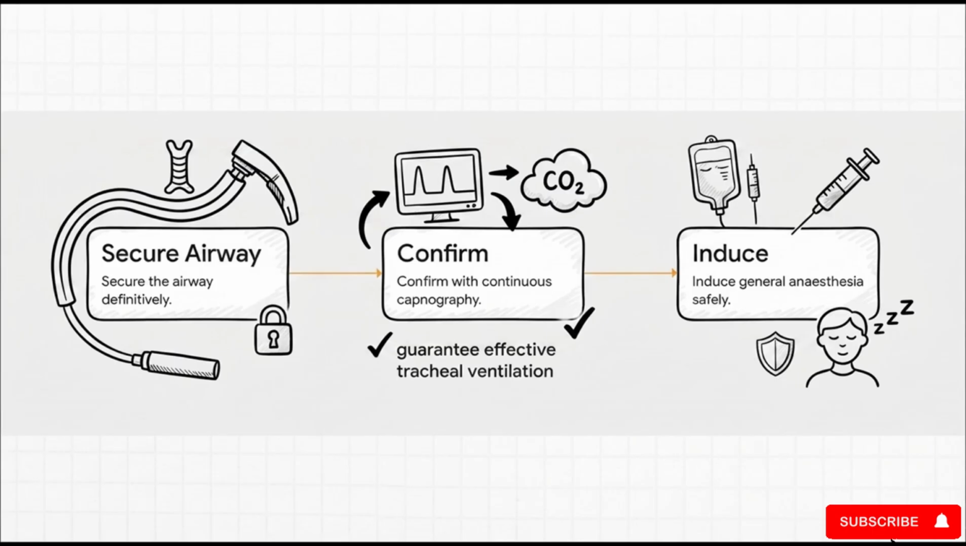Assuming everything goes smoothly, the procedure concludes with absolute certainty. We don't do guesswork here. Step 1, you secure the airway. Step 2, you confirm it, specifically using continuous waveform capnography, which monitors exhaled carbon dioxide to guarantee effective tracheal ventilation. Only then, at Step 3, after the airway is completely secured and rock-solid confirmed, is the patient finally given the medication to induce general anesthesia and safely go to sleep.